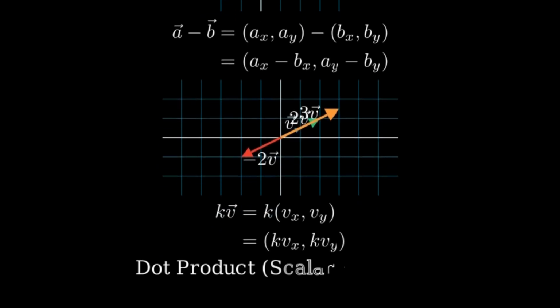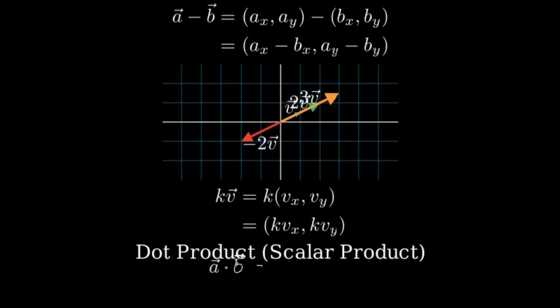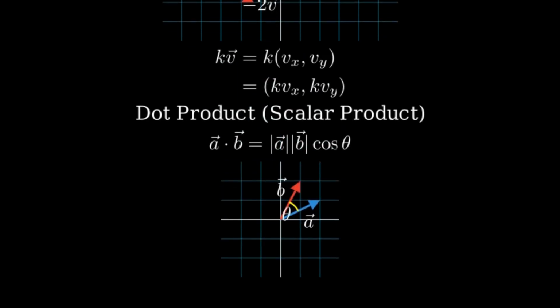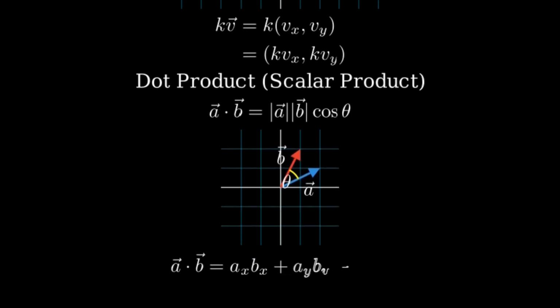The dot product, also known as the scalar product, is an operation that takes two vectors and returns a scalar. For vectors a and b, the dot product is defined as the product of their magnitudes times the cosine of the angle between them. In terms of components, it's the sum of the products of corresponding components.